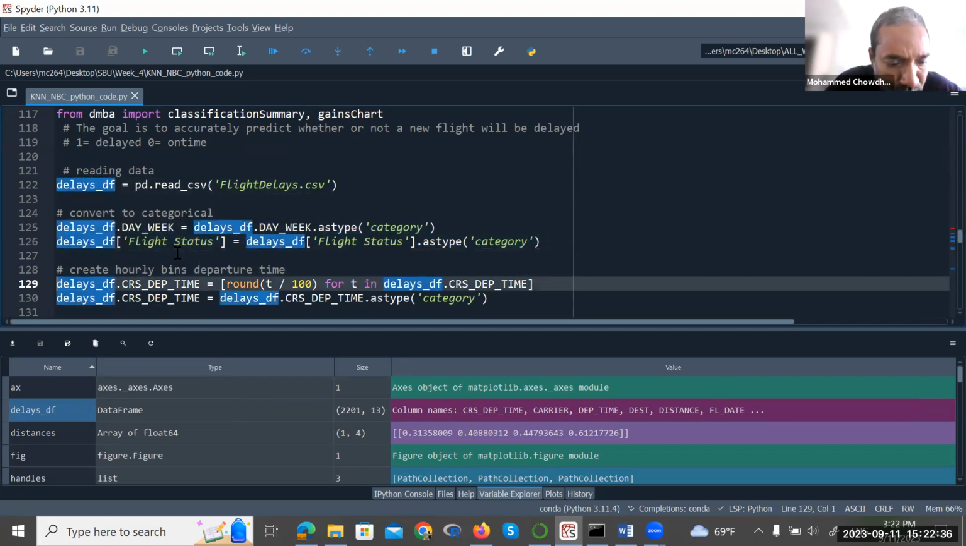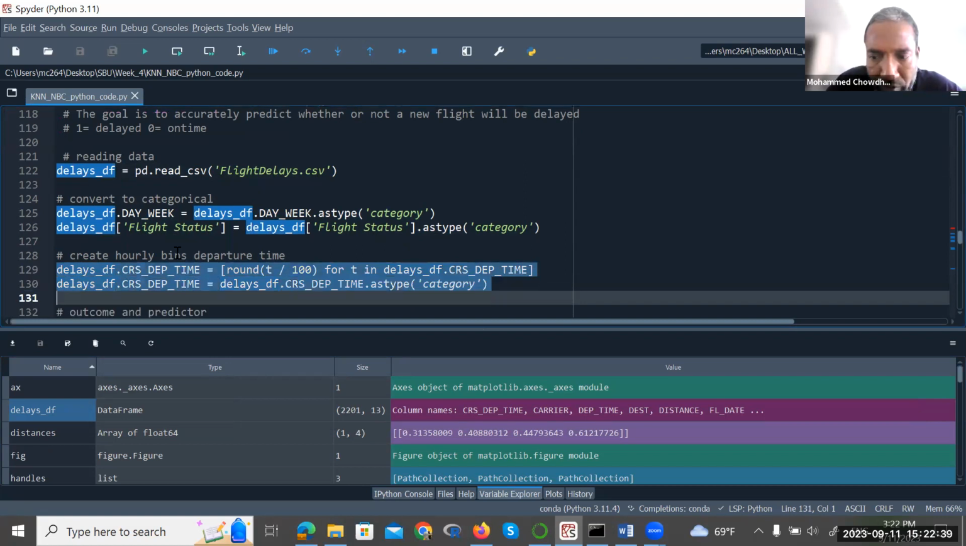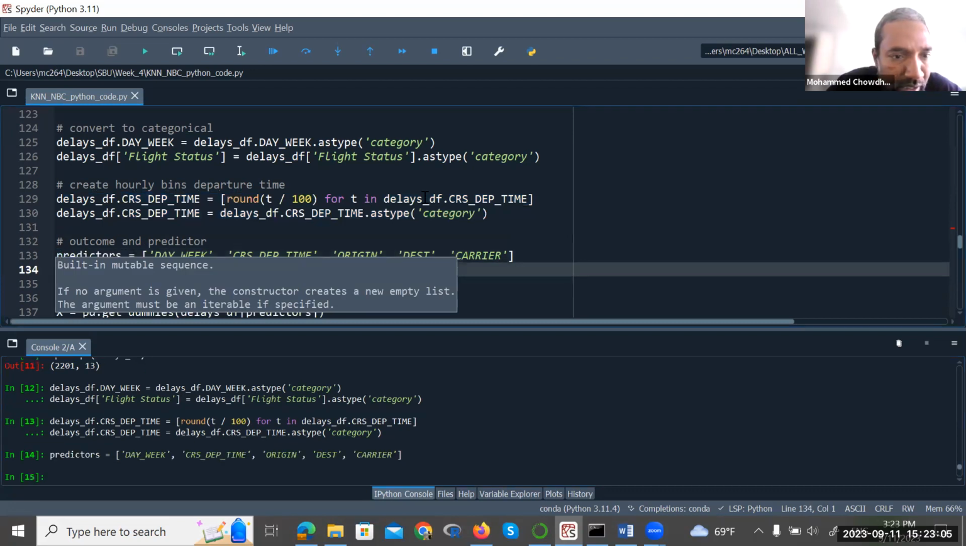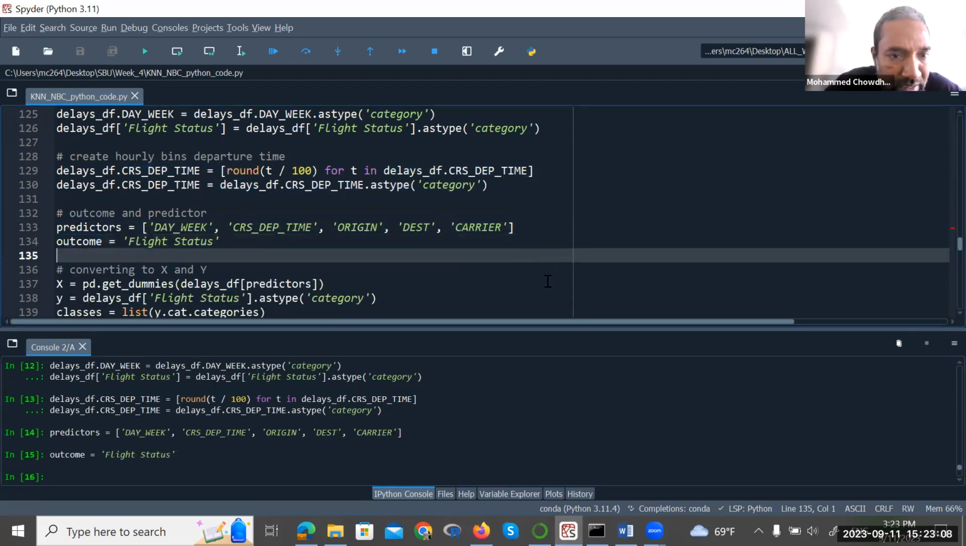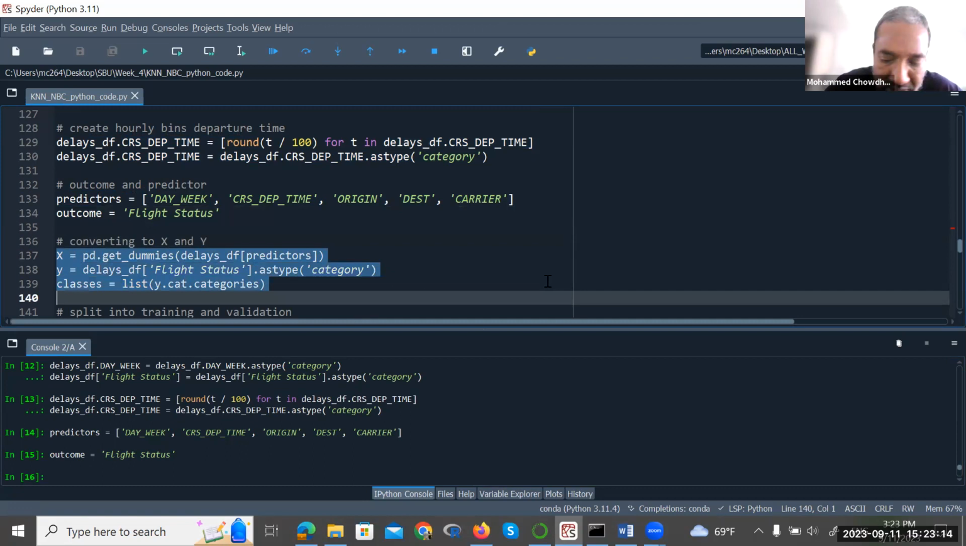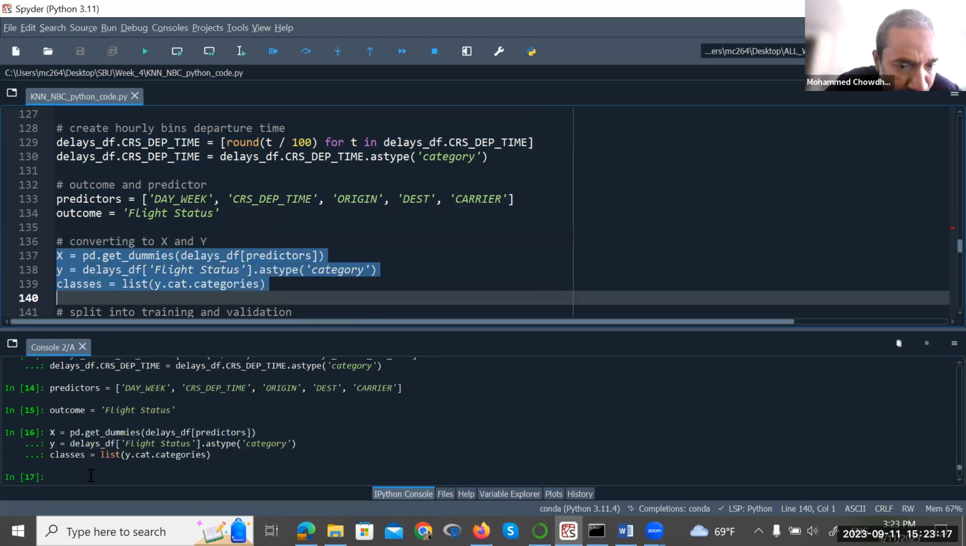So that is creating hourly bins for departure time. Departure time was given in a continuous format. As I mentioned, if there is a continuous covariate, you have to transfer it to a categorical covariate. After that, this is my predictor, and that is my flight status, so that means on time and delay.